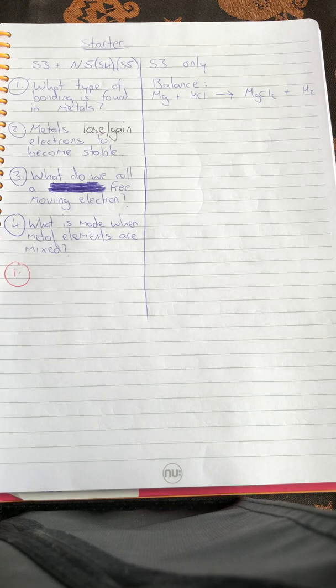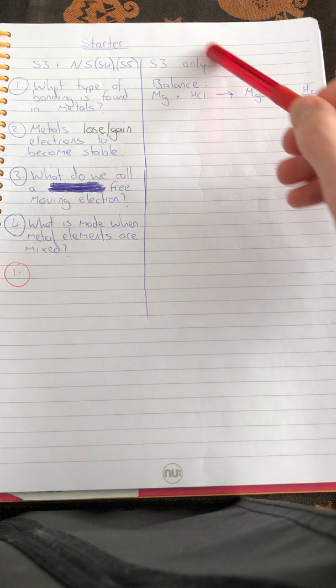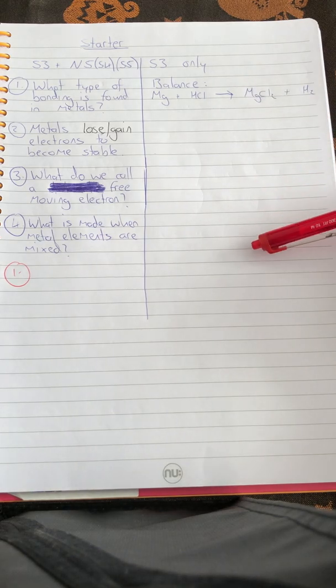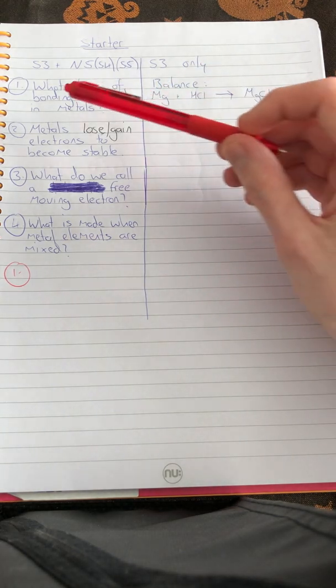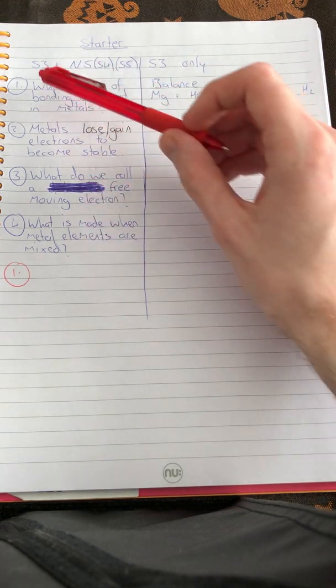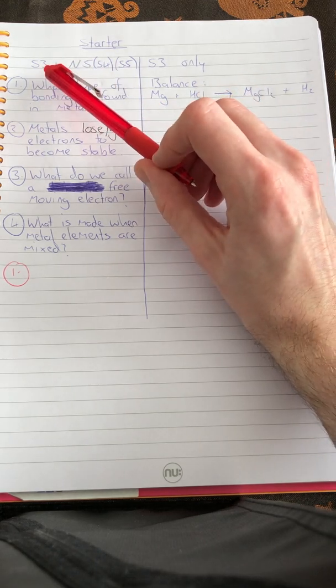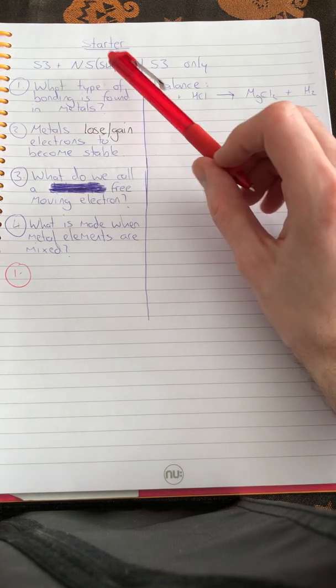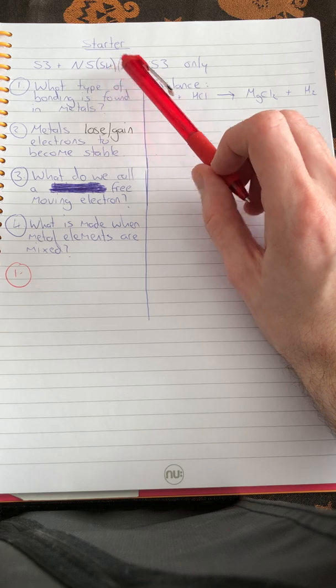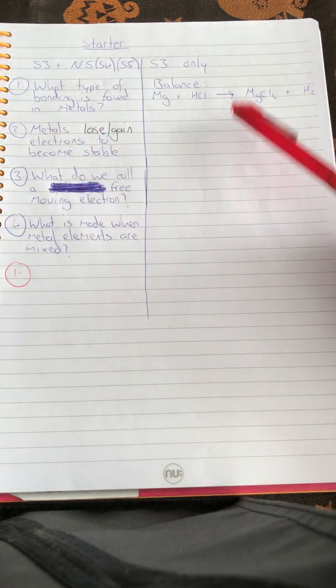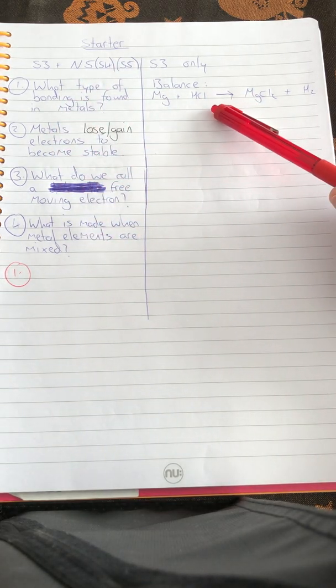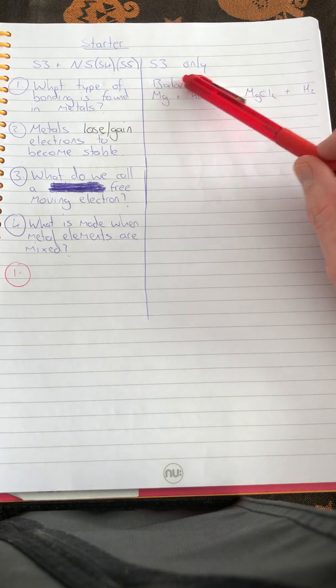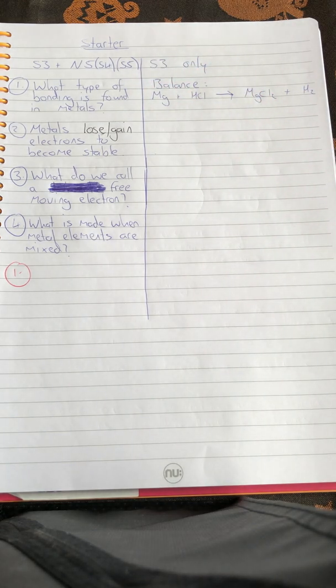Hi National 5. So as we did yesterday, I've got a wee starter here that I would like you to do in the back of your jotters. I've split it again, so on the left hand side I've got 4 questions. I want my third years and the National 5 4th and 5th years to do these 4 questions, and on the right hand side I've got a question that I only want the third years to do. It's a wee balancing equation one.